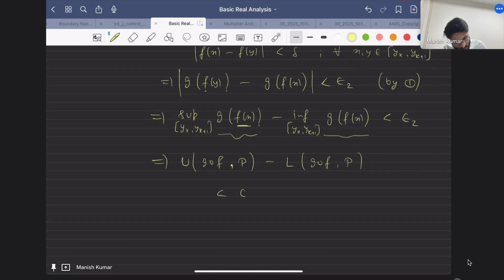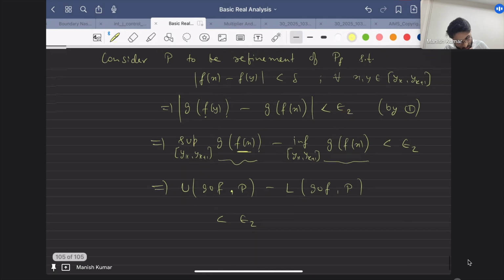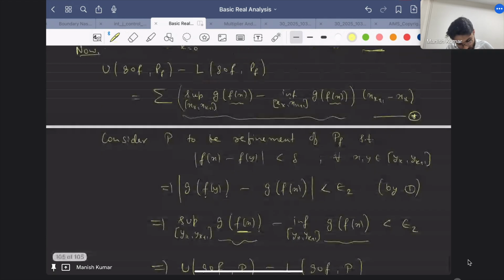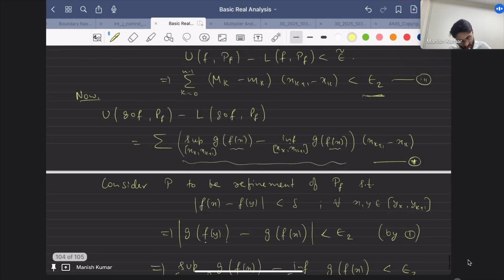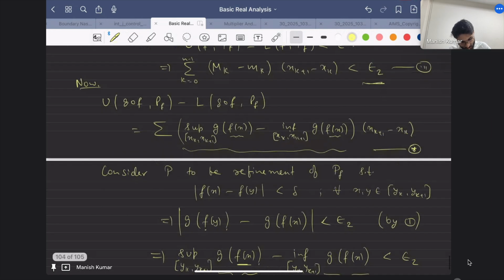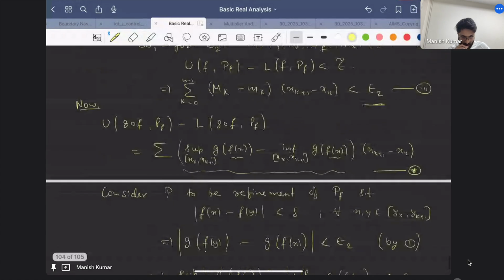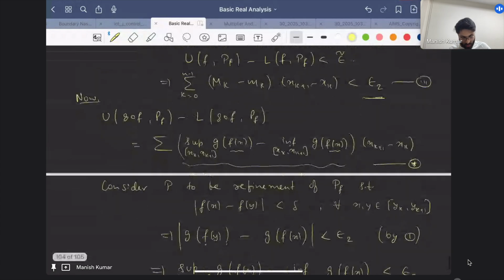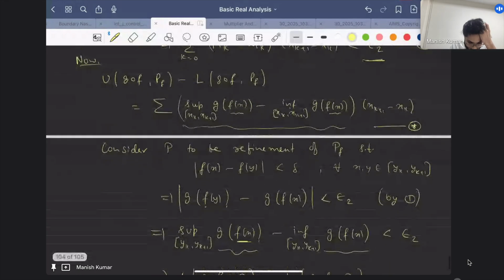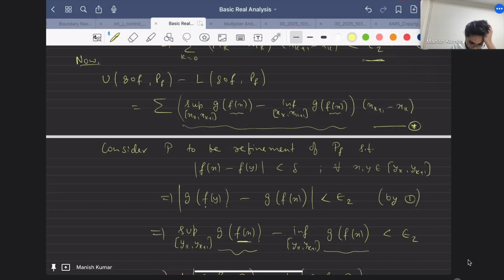But I'm just amazed about this fact, where I'm using that f is integrable. Well, otherwise I don't need this refinement also. Okay, yeah, how can I say this line?